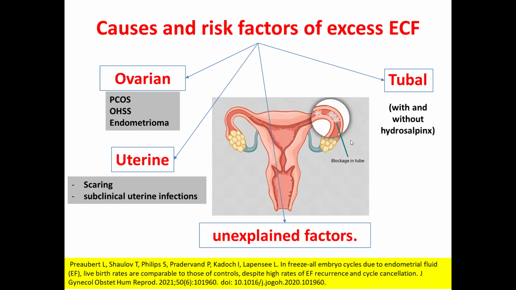But you have to think also of the fallopian tube, if it is pathologic with transudation of the fluid into the endometrial cavity, particularly if it is obstructed and hydrosalpinx. Also think of the ovary in some cases of polycystic ovarian syndrome, ovarian hyperstimulation syndrome, endometriosis, and endometrioma. You can find accumulation of fluid inside the endometrial cavity. And if you don't find any cause of these, you have to consider it as an unexplained factor.